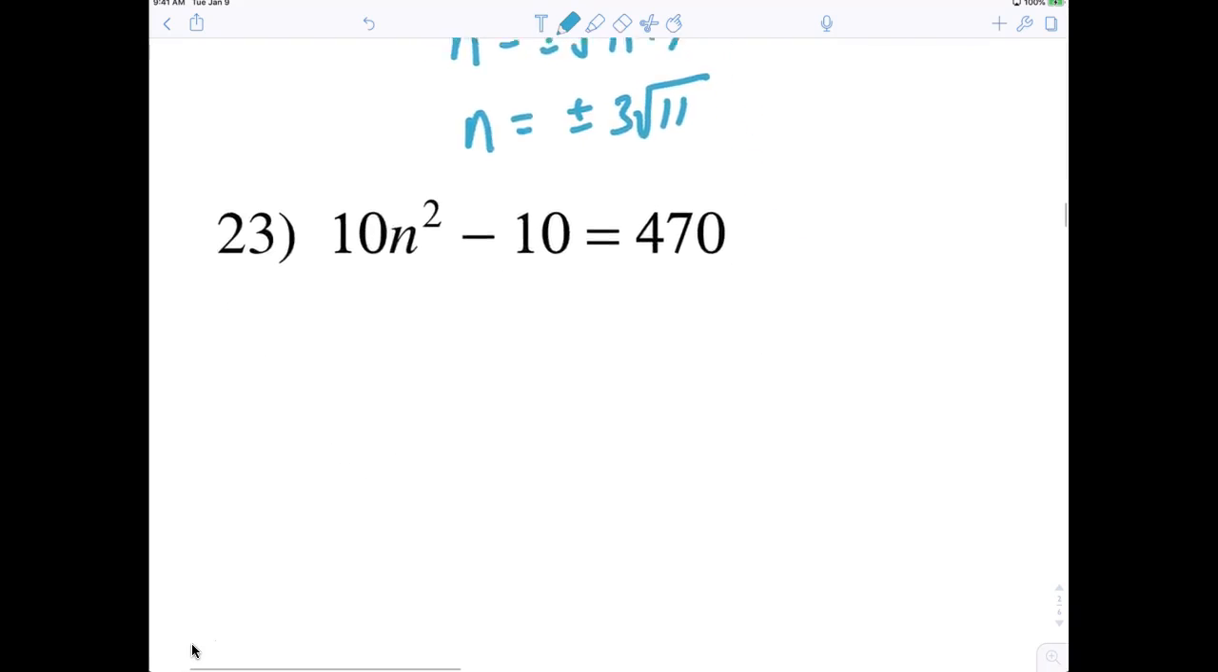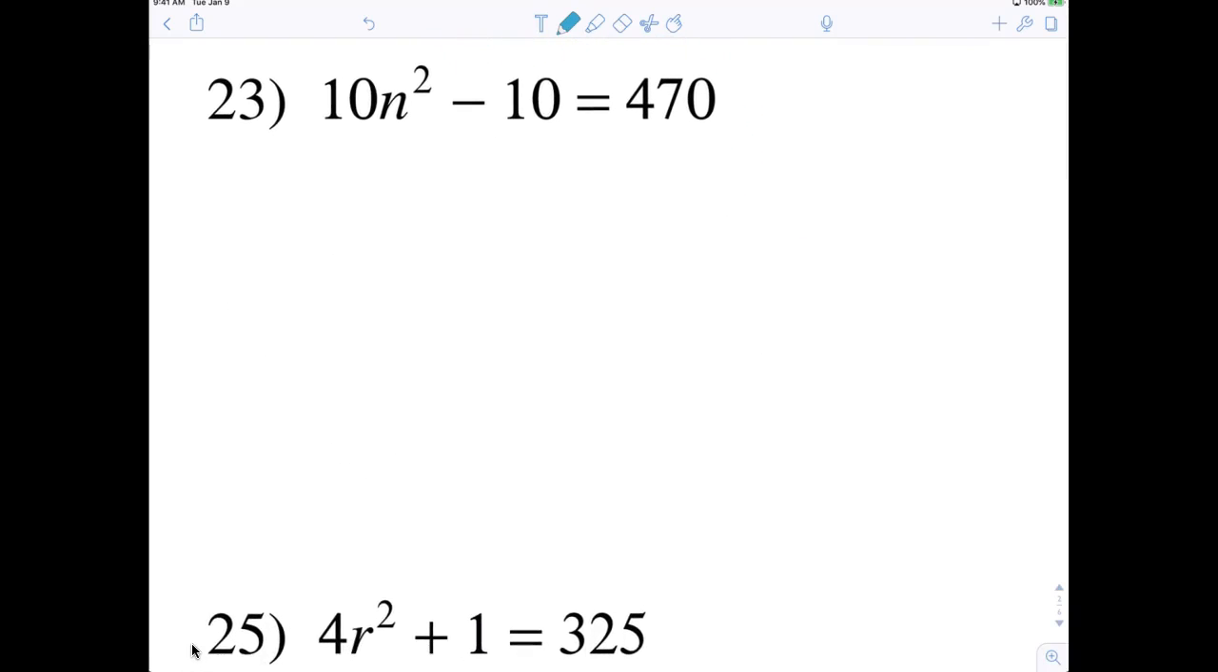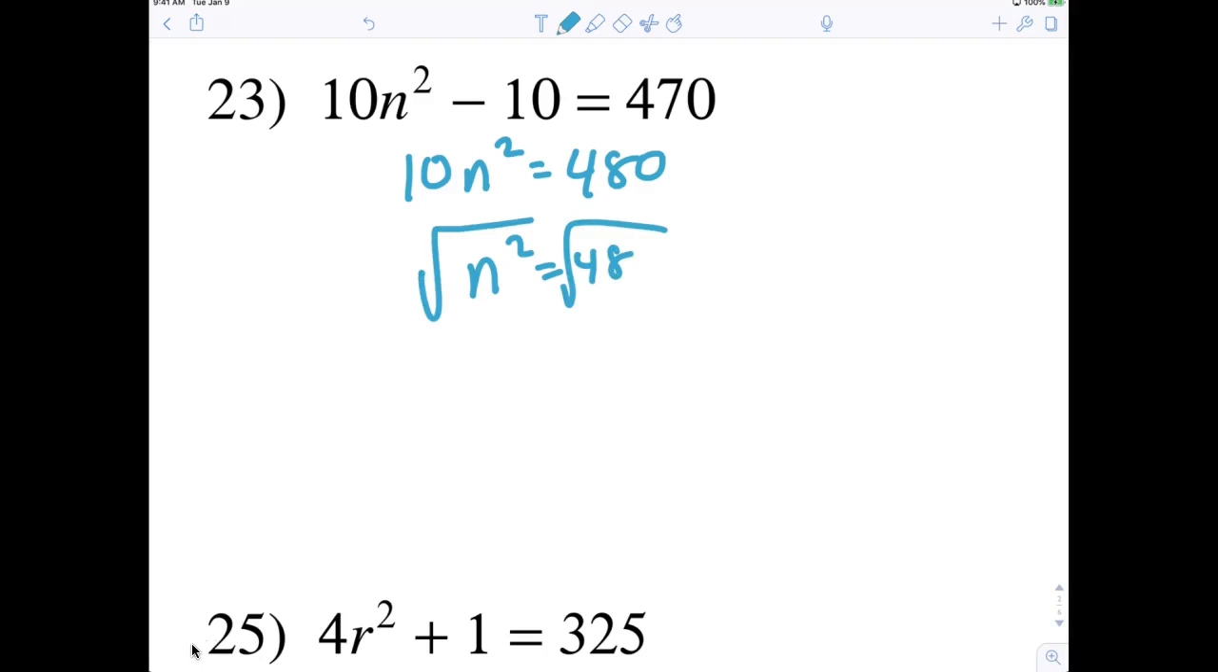All right, 23, what do I want to do? So 10n squared equals what? 480. Now what? So n squared equals 48. Now I have to do what? So n is equal to plus or minus the square root of 48.